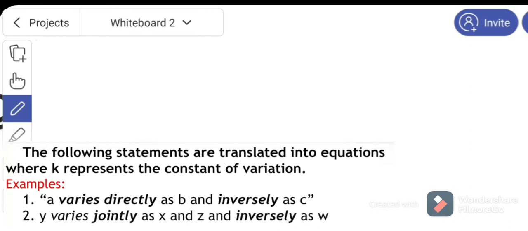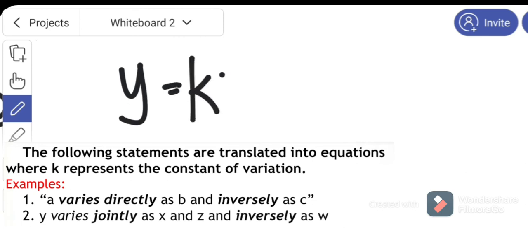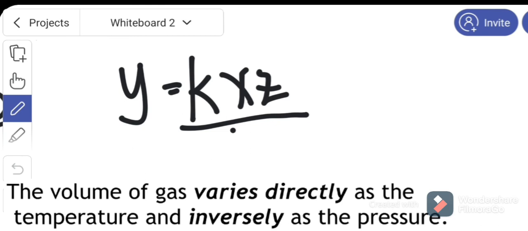we have y varies jointly as x and z and inversely as w. That would be y, constant of variation, jointly x and z, and inversely as w. That's how we're going to write it.